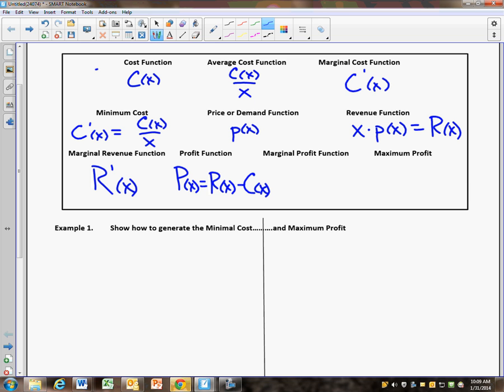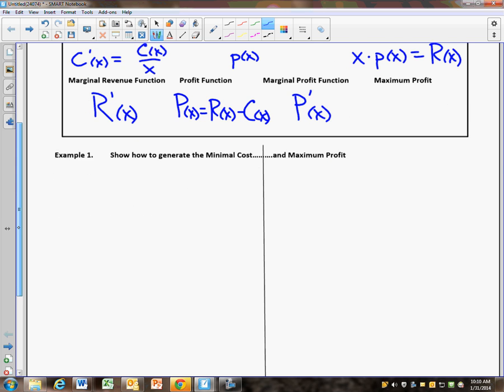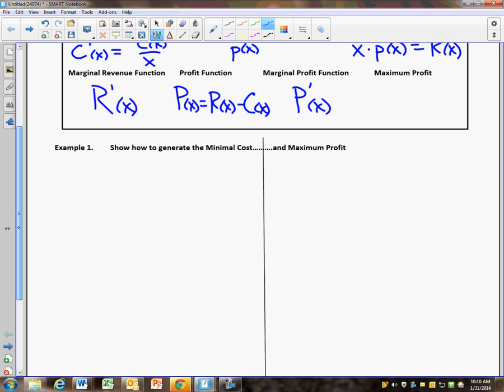The price is different than the profit. What do you think will be the marginal profit function? P prime of X. And now the question is, how do we maximize profit? I mean, that would be a nice thing to do, would it not? So let's do it, and let's just set up our equation. We know that profit for X items produced is equal to R of X minus C of X.